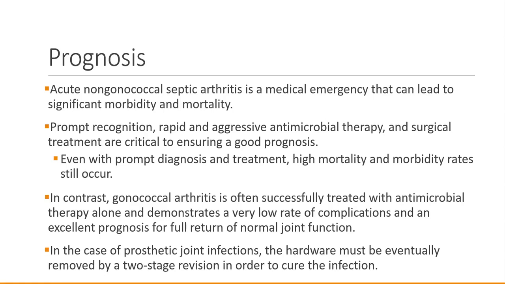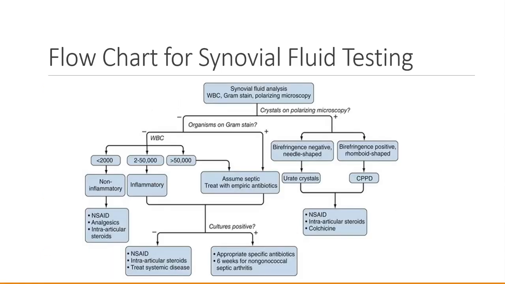In contrast, gonococcal arthritis is often successfully treated with antimicrobial therapy alone and demonstrates a very low rate of complications and an excellent prognosis for full return of normal joint function. In the case of prosthetic joint infections, the hardware must eventually be removed by a two-stage revision in order to cure the infection. In the laboratory, we use a lot of flowcharts.